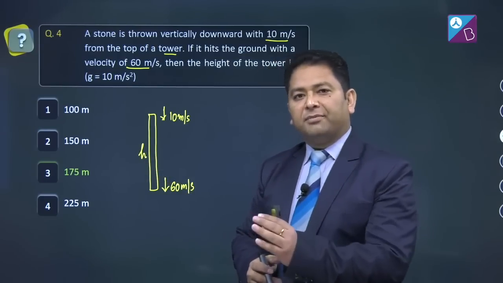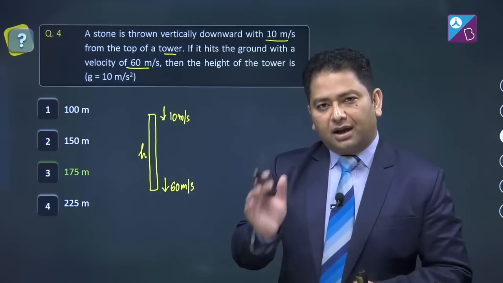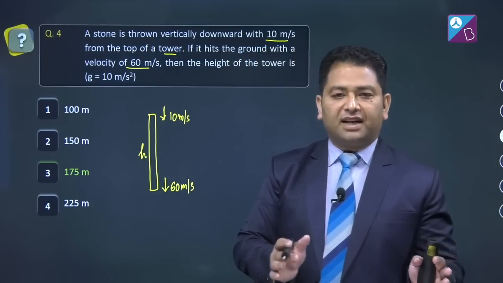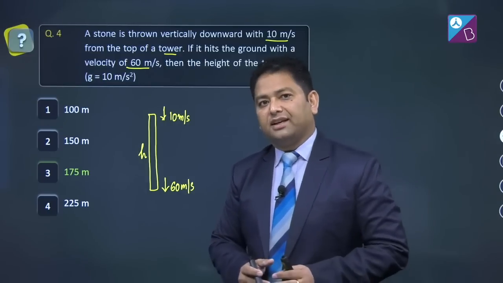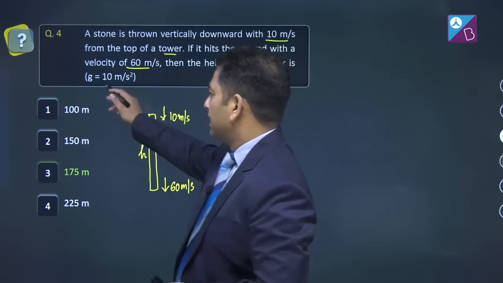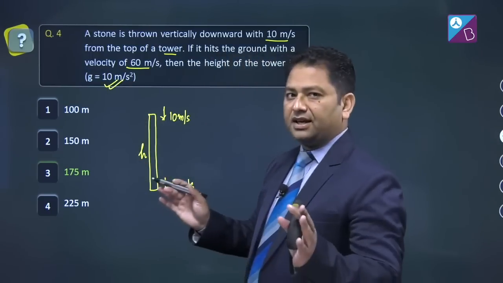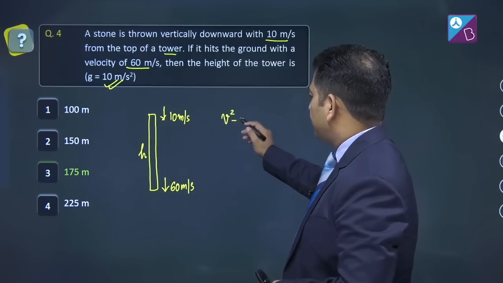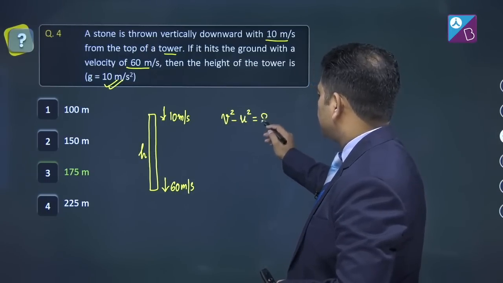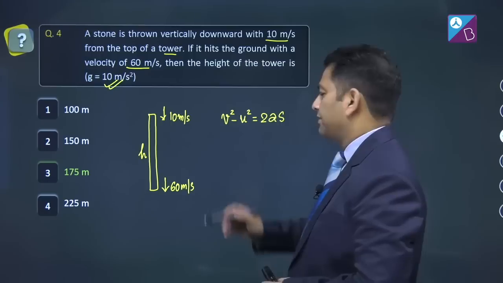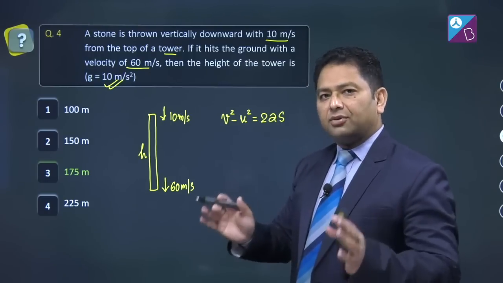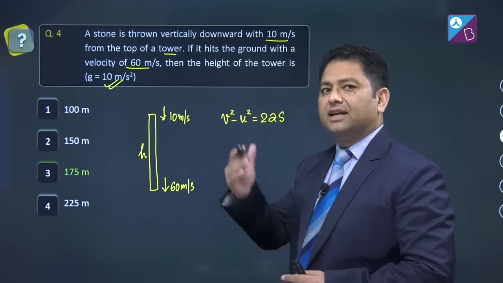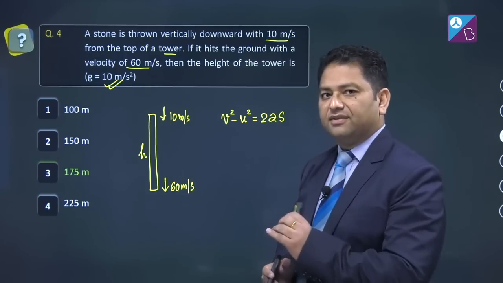अगर g के बारे में कुछ नहीं कहा गया है, तो आपको g की वैल्यू 9.8 लेनी है. If nothing is specified, you got to take g as 9.8. But the question says you are allowed to take g as 10, so fair enough. Let's see, I can use this equation v square minus u square equals 2 acceleration multiplied by displacement. And the regular convention, vector downward will be taken negative, vector upward will be taken positive.